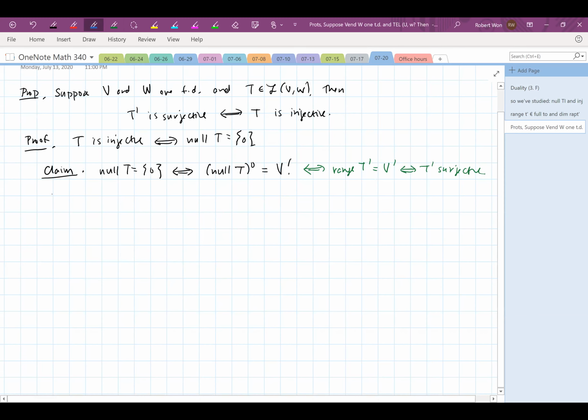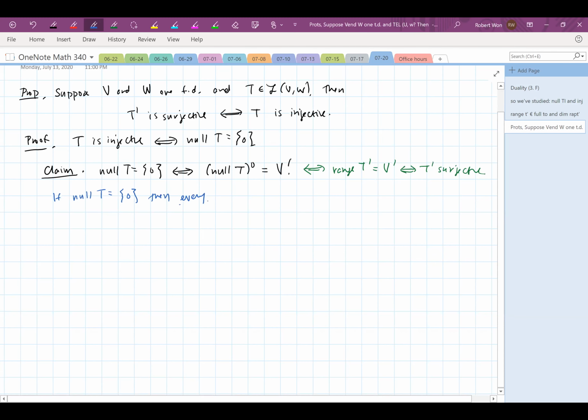Okay, so if the null space of T is just the zero vector, then every linear functional on V vanishes on the null space of T, because every linear map sends 0 to 0.